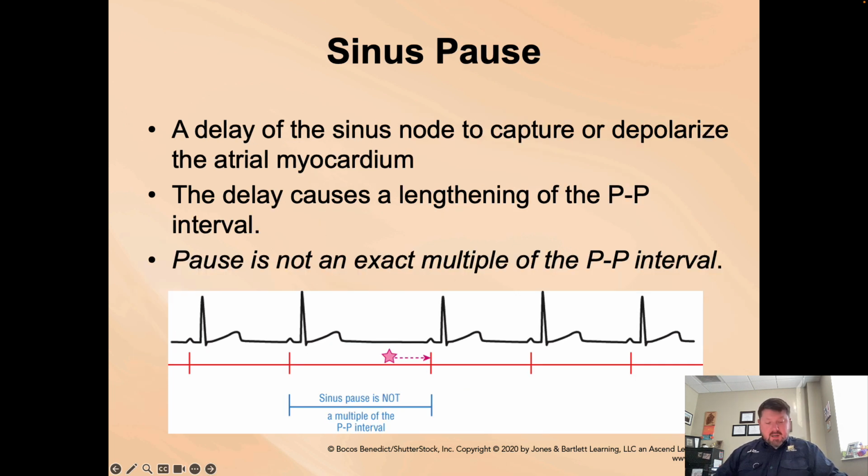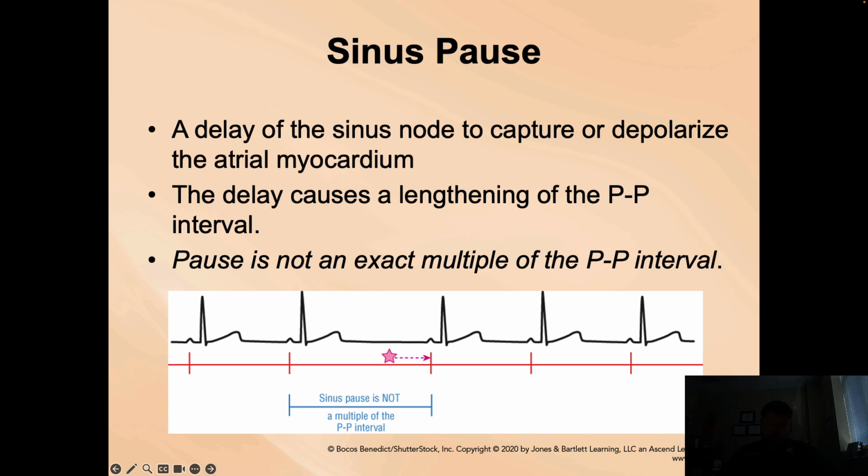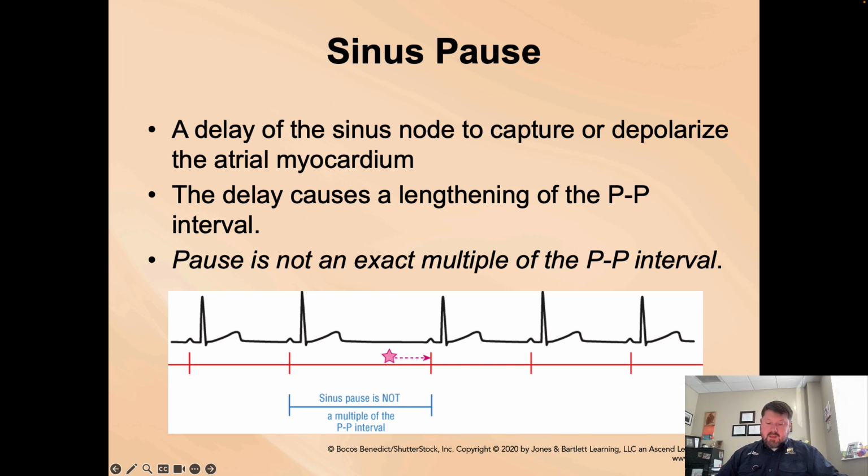So a sinus pause is a delay in the formation of a sinus impulse in the sinus node itself. It is represented on the rhythm strip as a longer pause between the complexes, a prolonged P to P interval. And sinus pauses do not occur as exact multiples of the normal P to P interval because the delay usually occurs in the sinus node itself. When the sinus node returns after the pause, it may be set at the same rate as before the pause, or it may be a different rate.